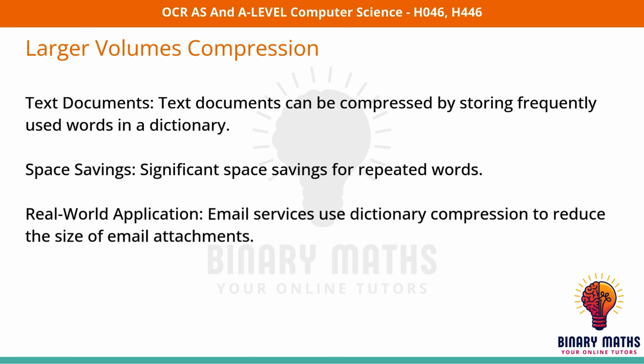When dealing with larger volumes of text, dictionary compression can be particularly effective. For example, in a text document, each letter could be stored as an ASCII code of 8 bits. By storing frequently used words in a dictionary and assigning them shorter binary codes, we can achieve significant space savings. For instance, the word "because" could be stored as a single dictionary entry, reducing the data size for each occurrence of the word.